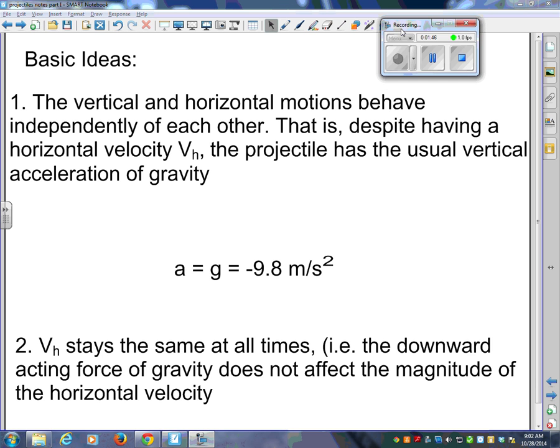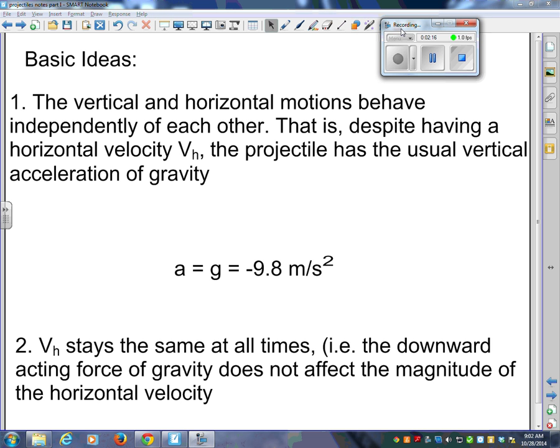Alrighty, so as I was saying yesterday, if I had to sum up this entire unit in one nutshell statement, it would be that sentence there. The vertical and horizontal motions behave independently of each other. That is the number one thing you've got to keep in mind. They do not mix. Well, they do mix, but they don't. Vertical does not have any effect on horizontal, and horizontal does not have any effect on vertical.